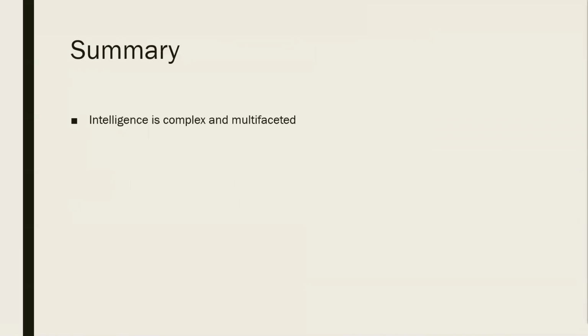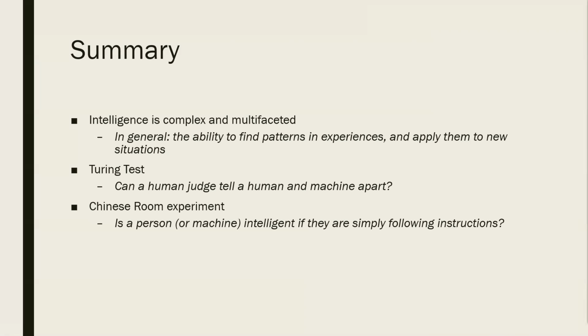To conclude this lesson, we talked about how intelligence is a very complex and multifaceted concept. But in general, we can say that intelligence is the ability to find patterns in experiences and apply them in new situations. We talked about the Turing Test, which essentially asks, can a human judge tell a human and a machine apart? If the human can't tell these two apart, then we can say that the machine is intelligent. We also talked about the Chinese room experiment, which asks the question, is a person or a machine intelligent if they simply follow instructions? This is something that a lot of artificial intelligence systems do. They may simply follow instructions.